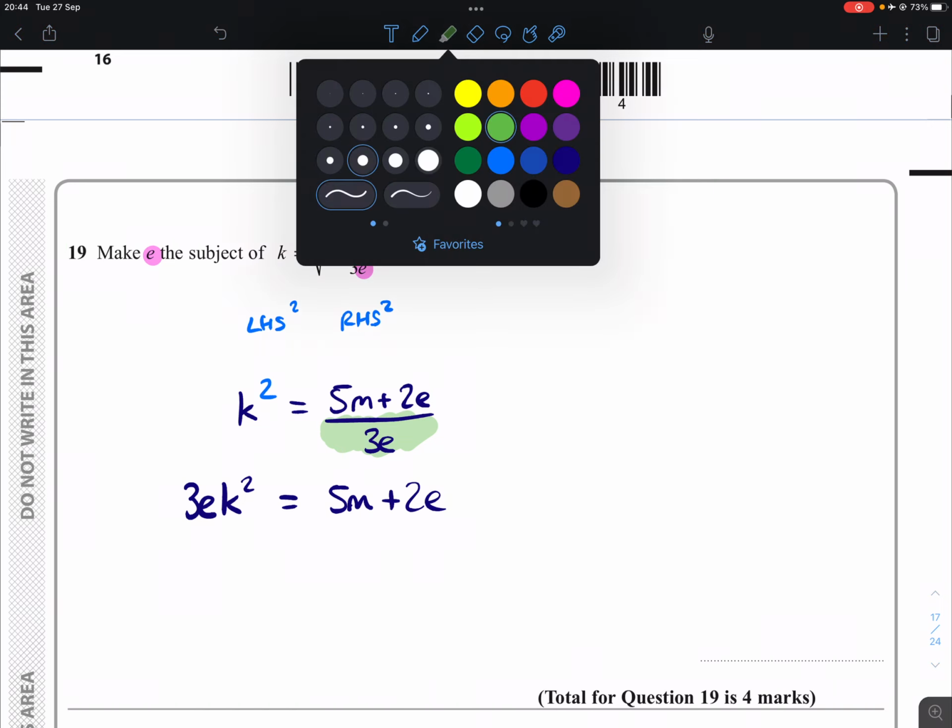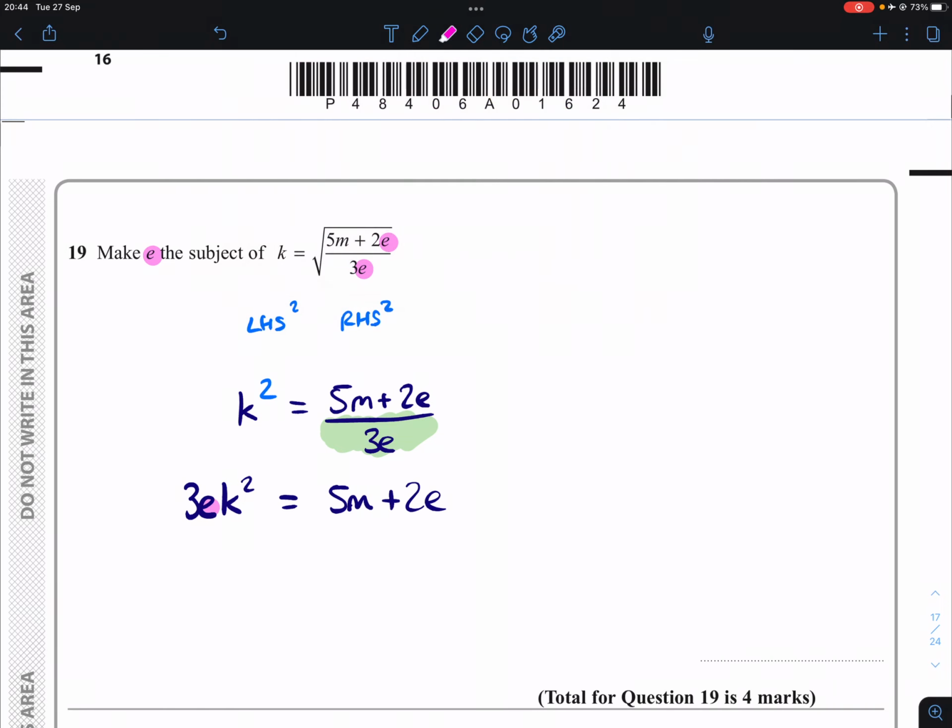Given that e is what we're trying to make the subject, I now need to get every term that has an e in it on the same side. It doesn't technically matter which side you choose, but I'm going to put it on the left hand side just because why not? Take away 2e from both sides will make that happen.